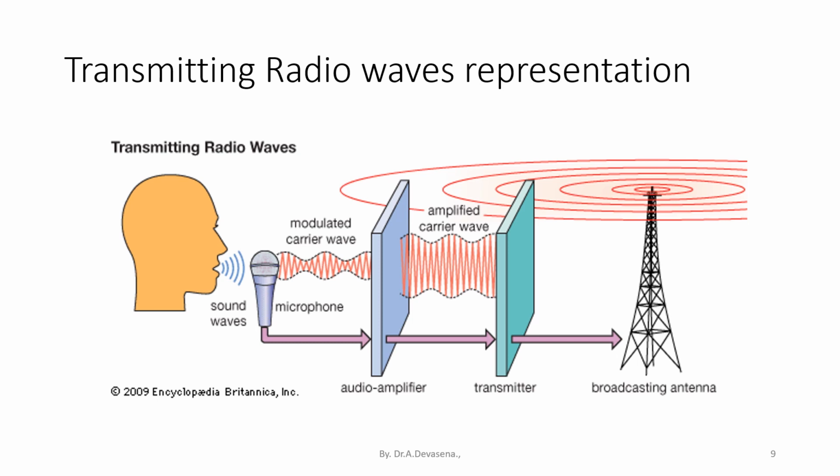The modulated carrier wave is amplified and transmitted with the help of the transmitter, and from the transmitter the radio waves reach the broadcasting antenna. This is represented in this diagram.